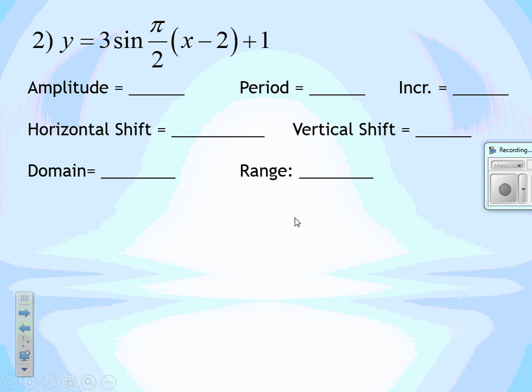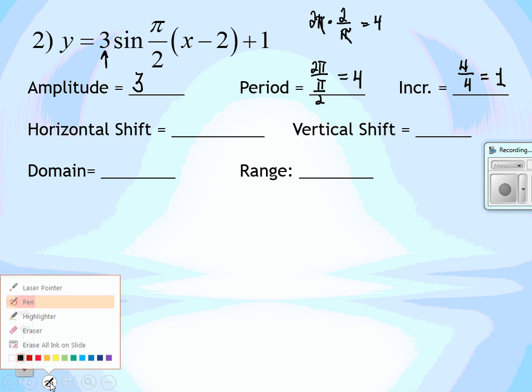Let's do one more. All right, this time we're going to do a sine. So we have 3 sine of pi over 2 times x minus 2 plus 1. So my amplitude is the absolute value of a, which is 3. My period is 2 pi divided by pi over 2. Ooh, that's kind of crazy. So I'm going to say 2 pi times 2 over pi, because we multiply by the reciprocal. The pi's cancel, and I'm left with 4. And then the increment is 4 divided by 4, which is 1.